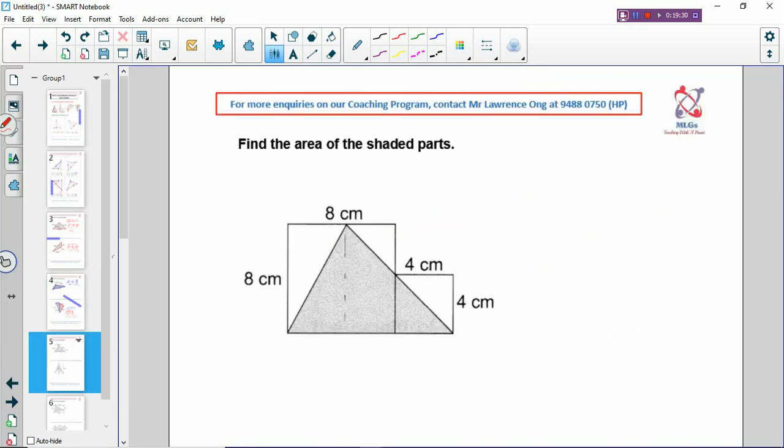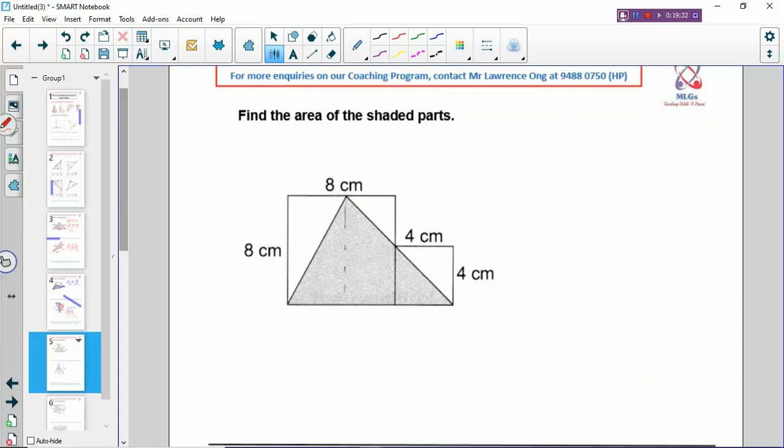Find the area of the shaded parts. Every time you see a shaded part and it's a regular shape, what is a regular shape? Triangles, squares, rectangles, circles, semicircles, all these are regular shapes. Then do I need to apply methods? Some of you will tell me, oh, I can form a rectangle, and then find the area of this unshaded triangle, and this unshaded triangle, and then take the whole rectangle and minus away the two unshaded triangles to get the shaded part.